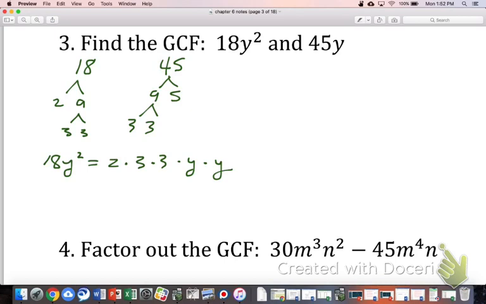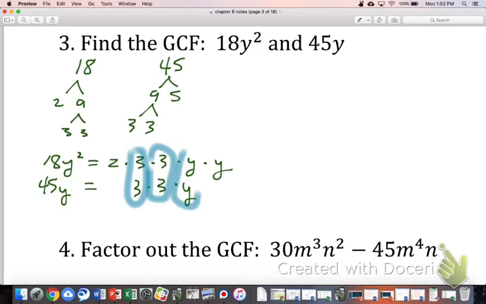Okay. All right, so then 45y is 3 times 3 times y. So notice it says greatest common factor. We're looking for the stuff that's in common, right? The factors in common. And so what I'm looking at here is I see that they both have a factor of 3, and they both have another factor of 3, and they both have a factor of y. We'll finish this up in a second.